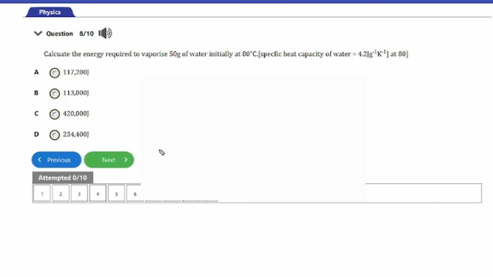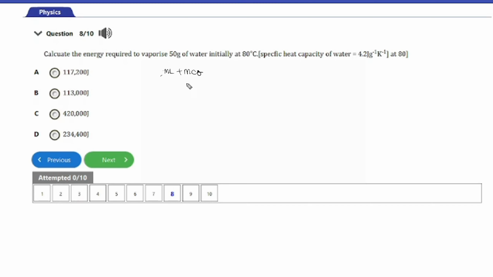So guys, the next question here is question number 8. It says, calculate the energy required to vaporize 50 grams of water initially at 80 degrees Celsius. So the specific heat capacity of water is 4.2 joule per gram per Kelvin. And then the specific latent heat of vaporization here is 2260 joule per gram.